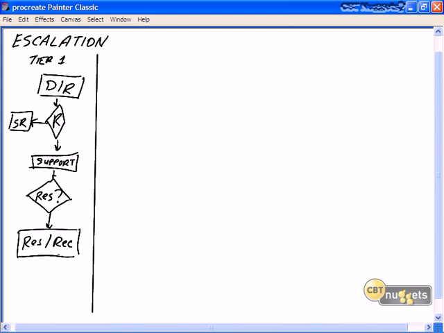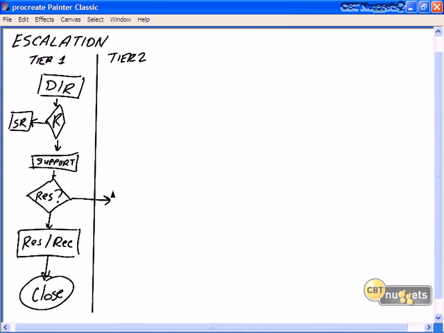Recovery, and then of course we'll go ahead and close the incident and document. Now, what if we were not able to resolve the issue here at Tier 1? That's where escalation comes in. And escalation means we're going to go to Tier 2 or second line support. And as I'll explain in a second, this escalation could be a horizontal escalation or a vertical escalation.